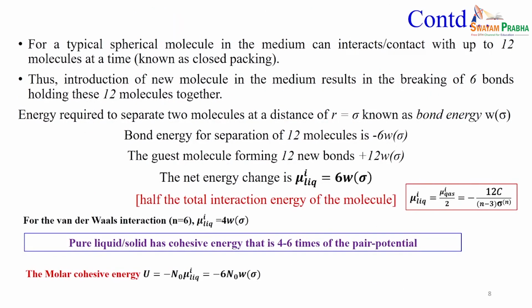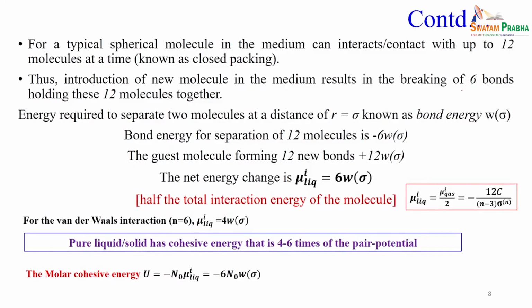If you consider a typical spherical molecule in the medium, it interacts with 12 other molecules, or you can say 12 solvent molecules. So, if you want to introduce a new molecule in the medium, what happens? It should displace the 12 solvent molecules. It means it must break 12 divided by 2, 6 bonds.